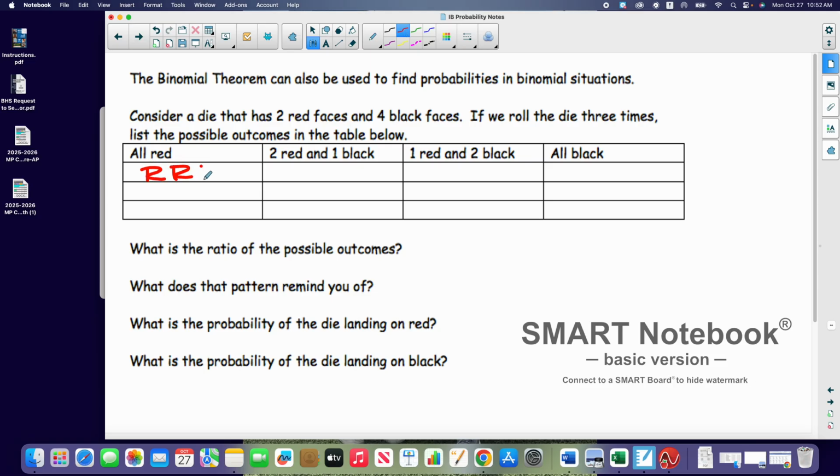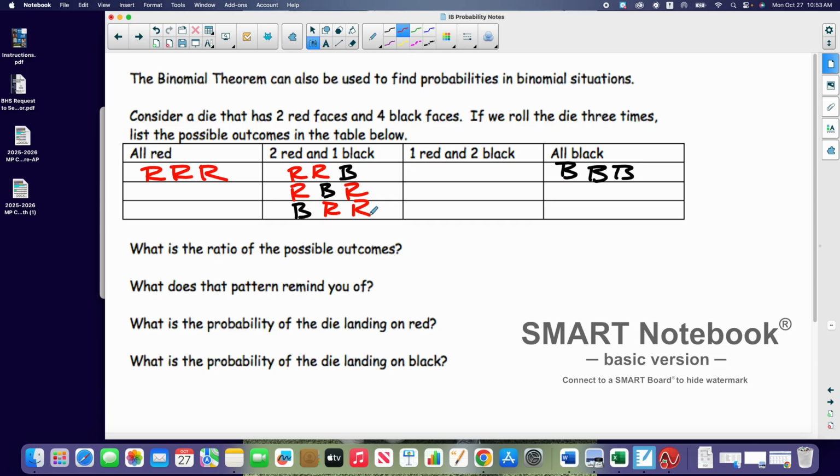Well, I could roll red, red, red. That's one thing I could do. There's only one way to do that. Or I could do black, black, black. I could roll all 3 blacks. Okay? Or I could roll a combination of 2 reds and a black. So I could go red, red, black. I could go red, black, red. Or black, red, red. Okay? So any of these combinations right there would be 2 reds and a black.